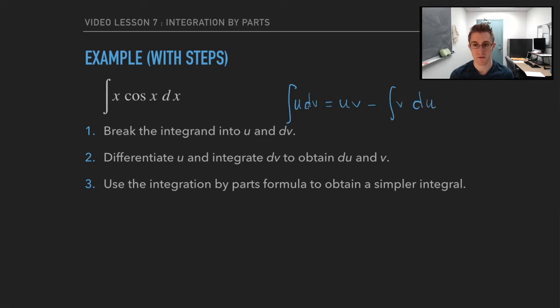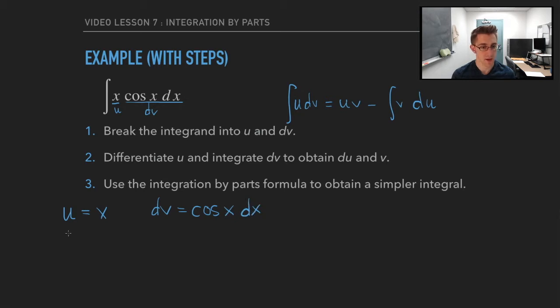So once we have v by integrating dv and du by differentiating u, we can put everything into the left-hand side, and you'll see we'll get a simpler integral. So for this one, x is going to be u, and cosine x dx is dv. The part that you call dv always has the dx inside it. So I'll write that down again. I get u is x, and dv is cosine x dx.